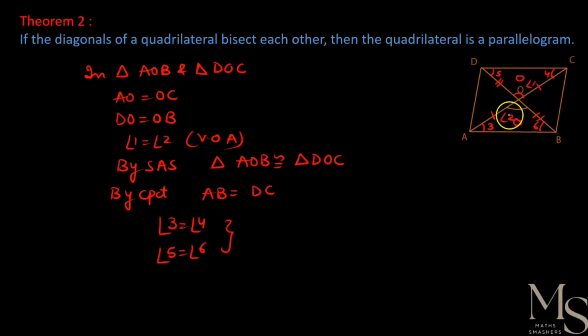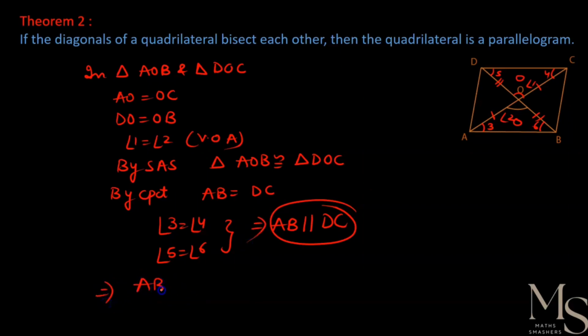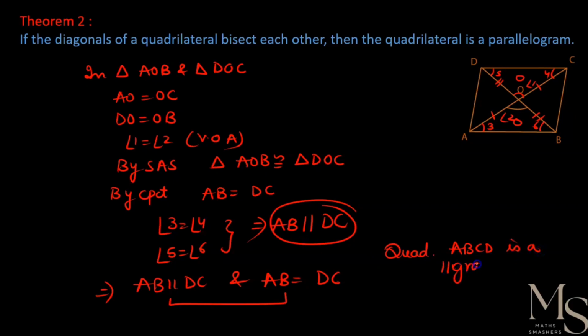ये एंगल कब इक्वल होते हैं? ये एंगल्स क्या बना रहे हैं? ऑल्टरनेट एंगल्स हैं ये. और ये ऑल्टरनेट एंगल्स कब इक्वल होते हैं? जब ऑपोजिट साइड्स, कॉरेस्पॉन्डिंग साइड्स आपस में पैरेलल होती हैं. That means AB is parallel to DC because angle 3 is equal to angle 4 and angle 6 is equal to angle 5, right? This implies AB is parallel to DC and AB is equal to DC. तो दोनों क्राइटेरिया हो गए. That means quadrilateral ABCD is a parallelogram because the opposite sides are equal and parallel also. So it is a parallelogram.